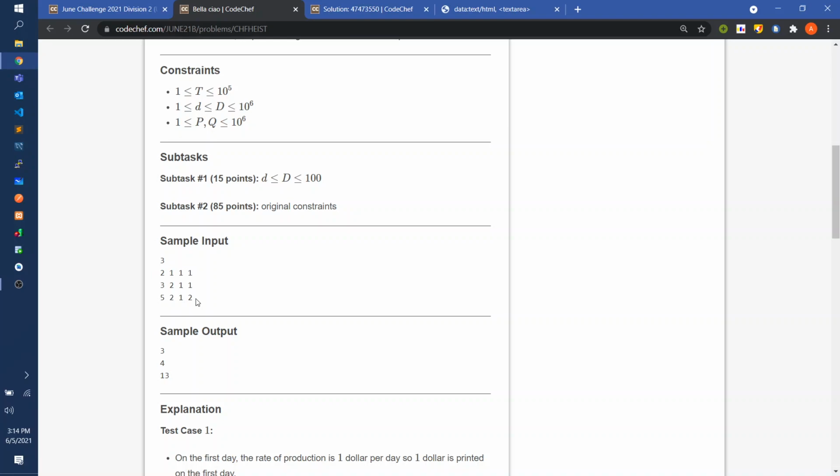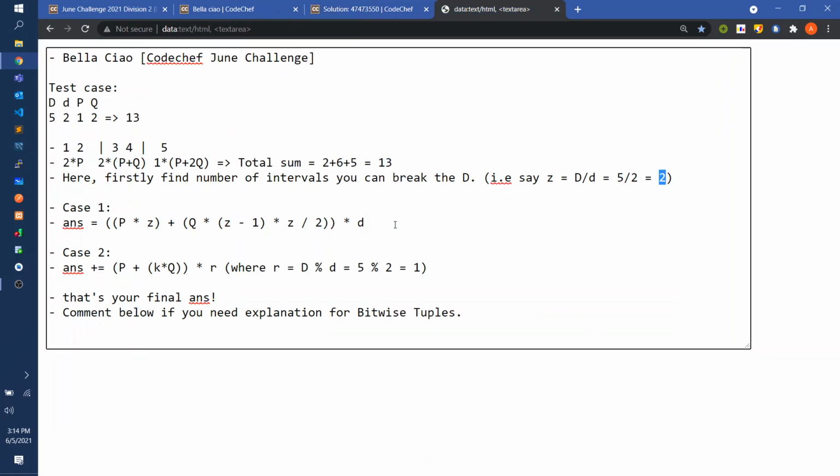In this video we'll be discussing the third test case, which I feel should be enough to crack the solution. So let's directly jump onto the explanation. In the third test case, we are given capital D as 5, small d, that is the interval, as 2, P as 1, and Q as 2.